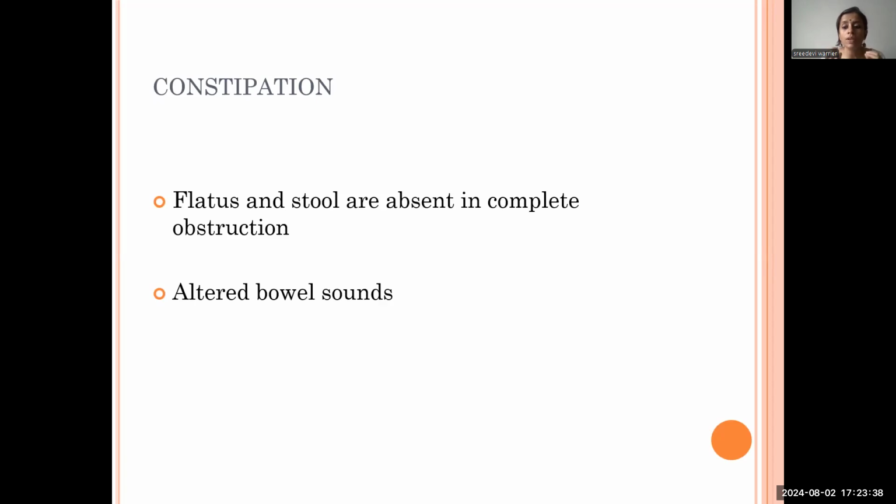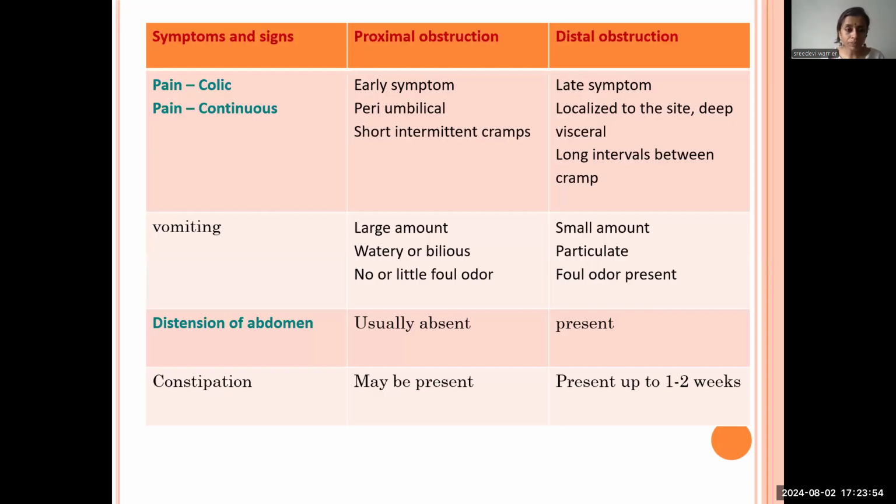And always auscultate to check the bowel sounds. Sometimes above the obstruction, you can hear a lot of increased bowel sounds. Sometimes there is decreased bowel sound. So all of this indicates the level of obstruction, how partial or complete it is. I've made a table. This is much easier to understand when it comes to the patient. You can just refer to the symptom.